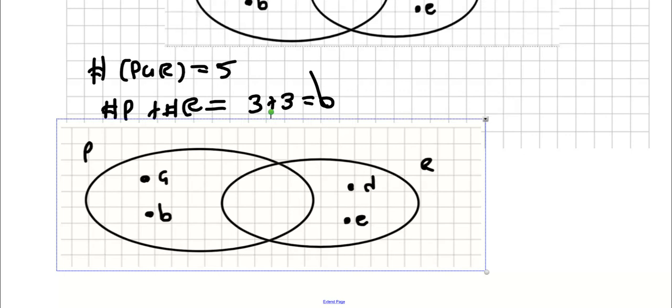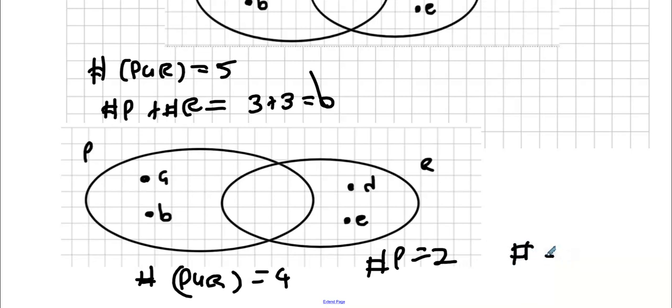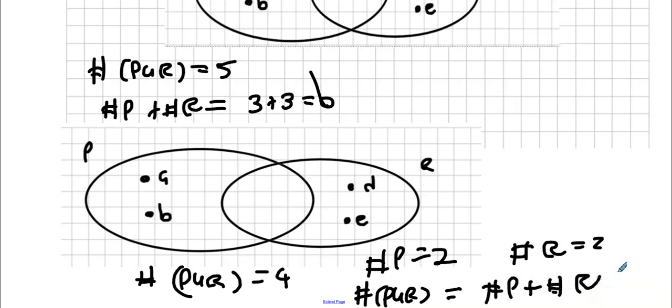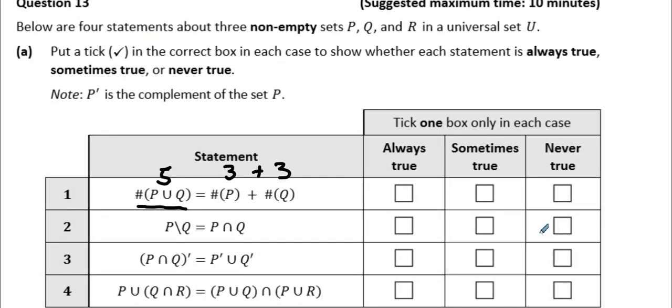Okay, in case B, hashtag P union Q equals 4, hashtag P equals 2, hashtag Q equals 2, hence hashtag P union Q equals hashtag P plus hashtag Q. But in case 1, hashtag P union Q does not equal hashtag P plus hashtag Q. Sometimes they're equal, sometimes they're not equal. So that would mean sometimes true.